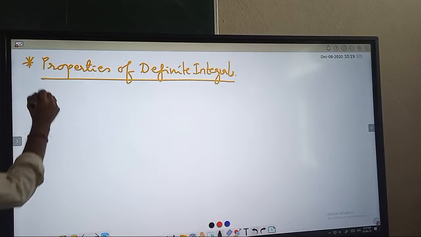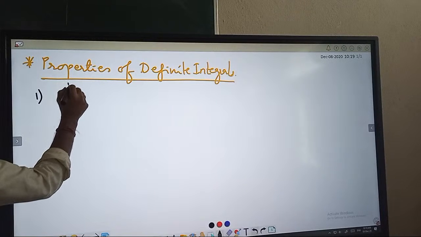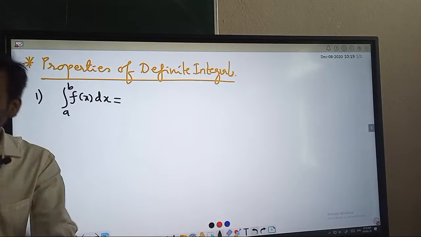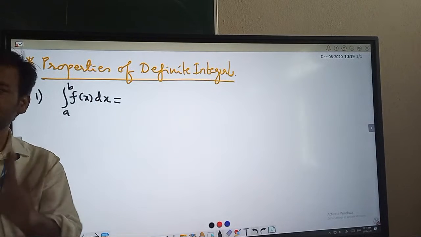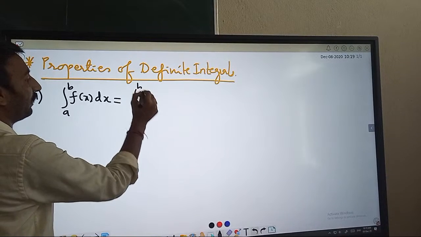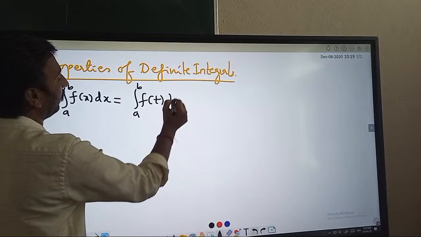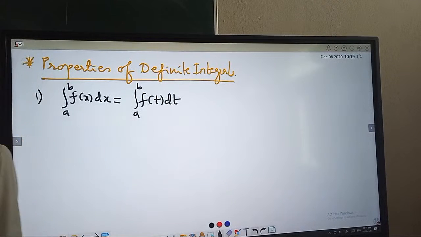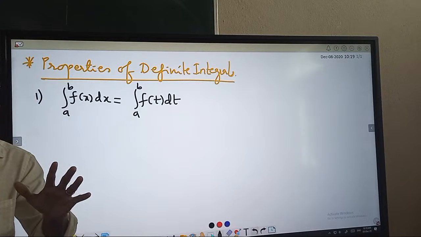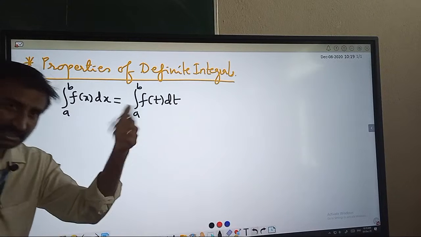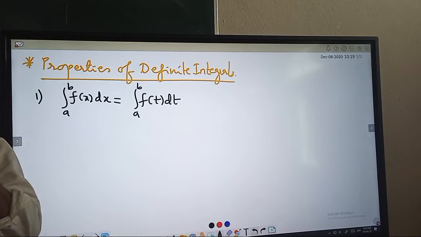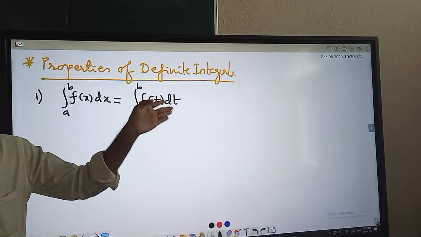So the first property tells us: suppose you have integration from a to b of f of x dx. Then it is the same as integration from a to b of f of t dt. What is the meaning of this? If you change the variable x to y, y to z, or z to some other letter, there is no change in the value of the integral. That's why we call it a dummy variable.